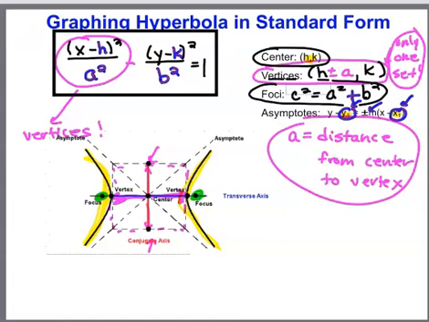Finally, one last thing I want to talk about is the transverse and the conjugate axis. The transverse connects the vertices.